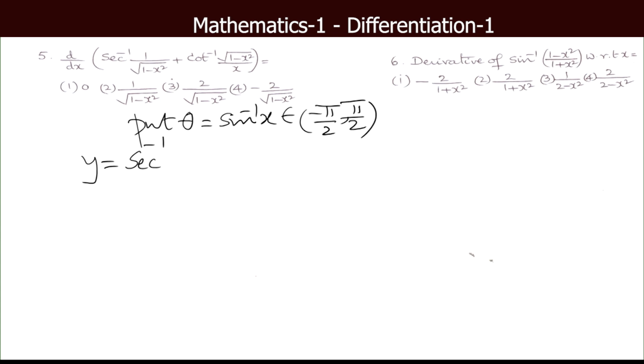1 by root of 1 minus x square. X is sin theta. 1 minus x square is 1 minus sin square theta, cos square theta. And root of cos square theta is cos theta, because cos theta is positive. When theta belongs to open interval minus pi by 2, cosine theta is strictly positive. So, root of cos square theta is cos theta, and 1 by cos theta is a secant theta. Okay. Plus r cotangent 1 minus x, again root of 1 minus x square is cos theta by x is sin theta, cotangent theta.